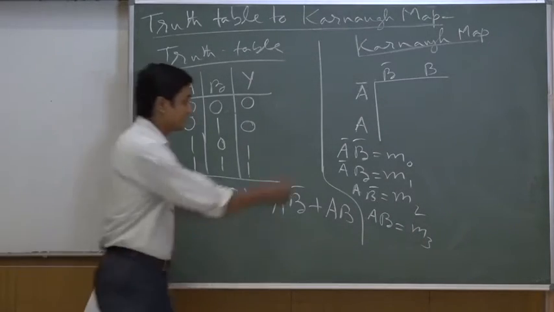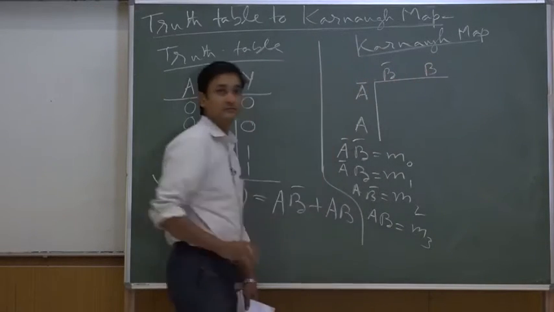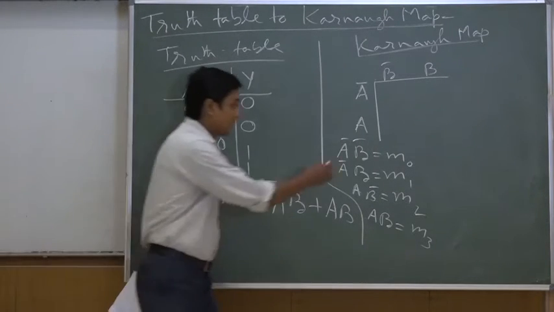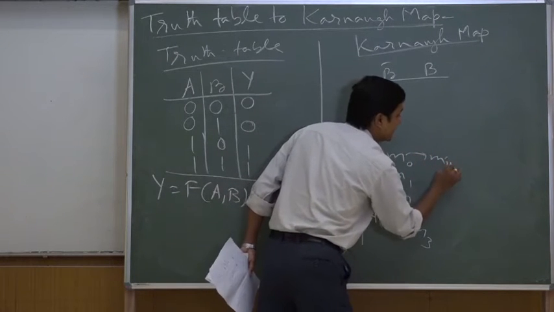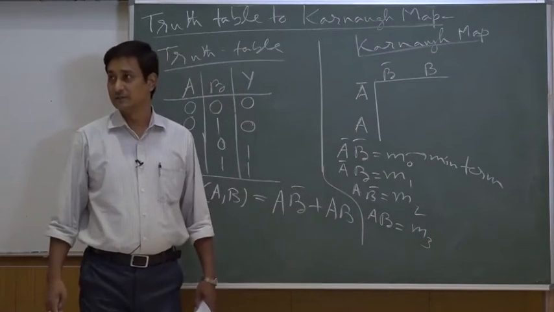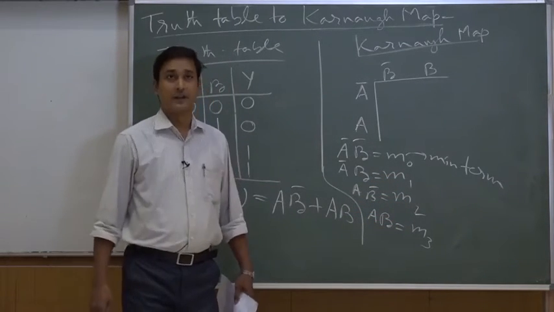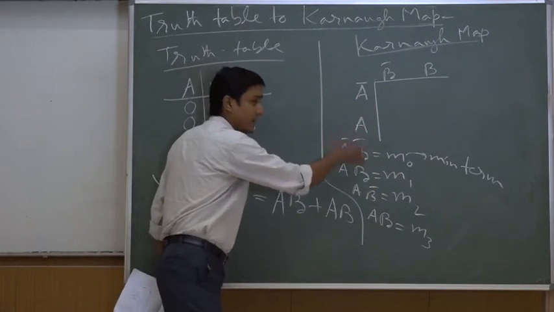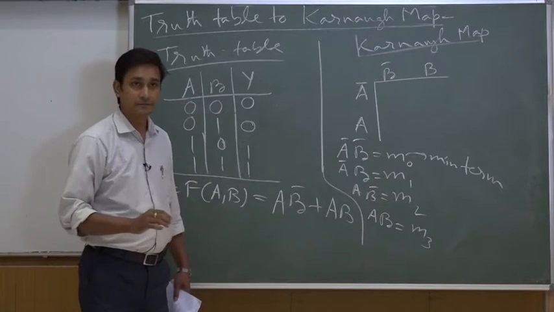Why did I take these? Because A bar B bar, A bar B, A B bar, A B are the things I have considered. This M is purposefully taken, because these are called min terms. So, min term 0, 1, 2 and 3. Now, I want to locate these in this map, which relates to A and B, and is actually part of our truth table. We will come to that at the end.